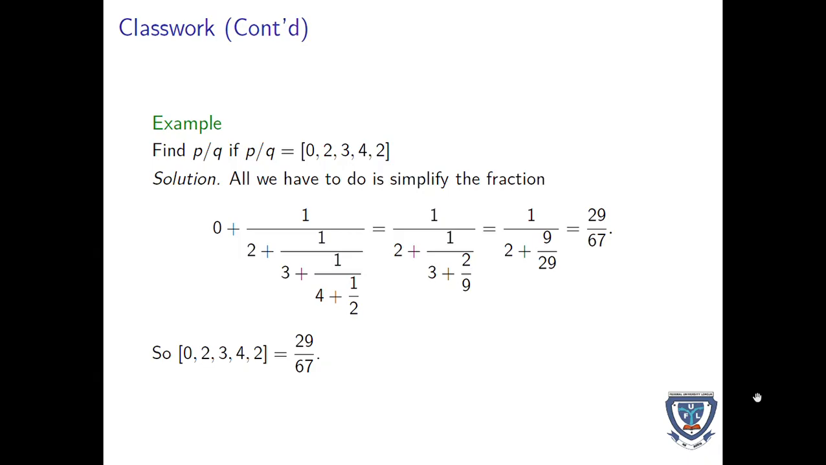Solution: all we have to do here is to simplify the fraction. Now, [0; 2, 3, 4, 2] can be written as 0 plus 1 over 2 plus 1 over 3 plus 1 over 4 plus 1 over 2. And when you simplify further, at the end, you're going to get 29 over 67. Therefore, our p is 29, while our q is 67.